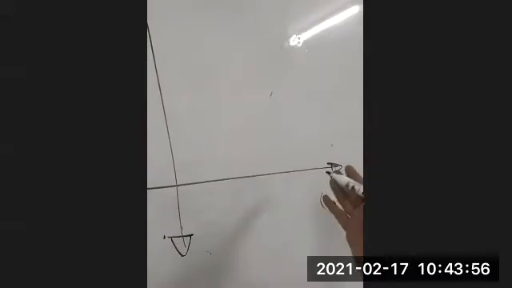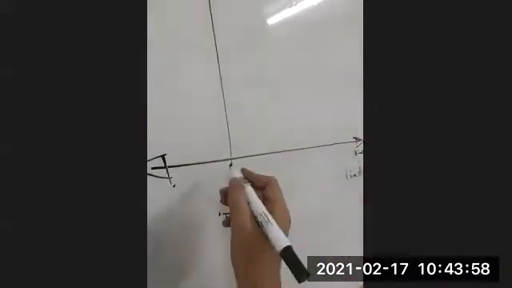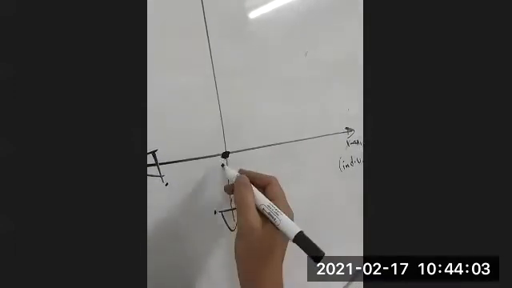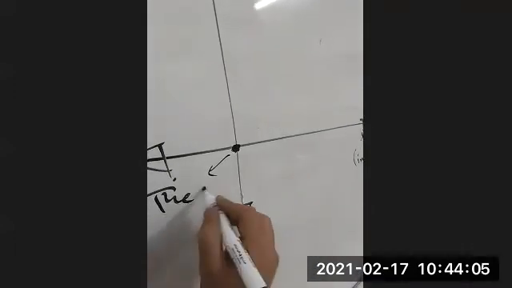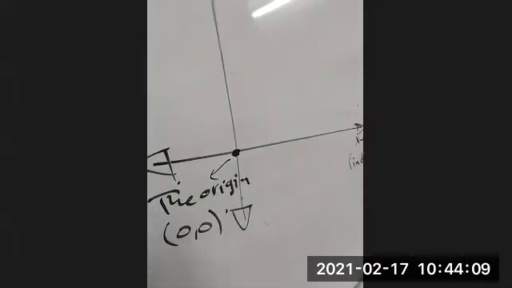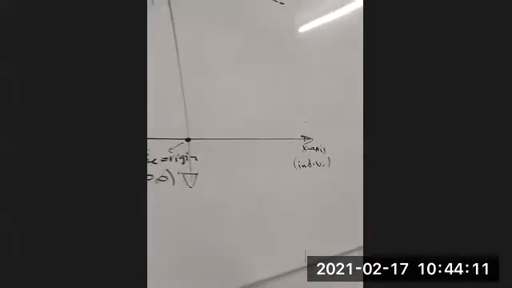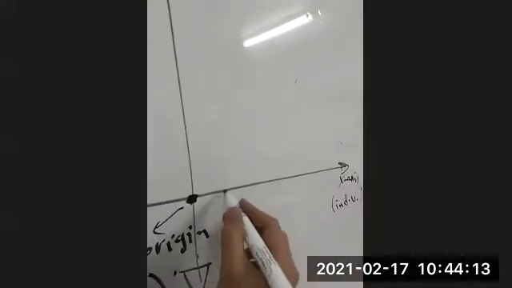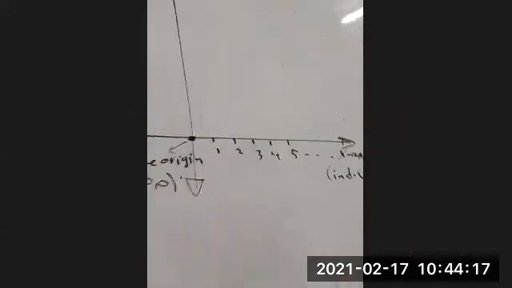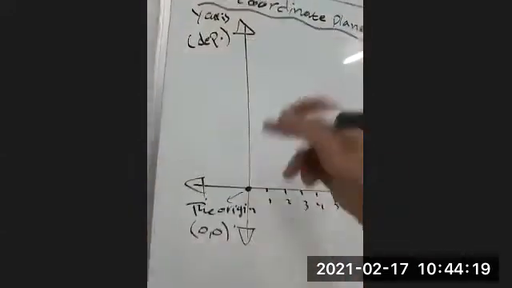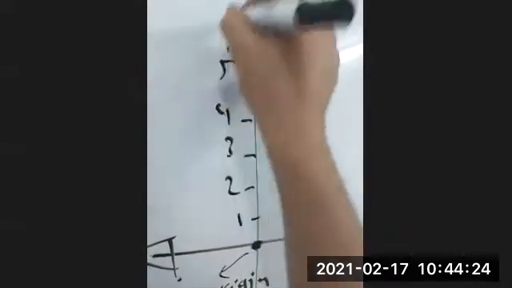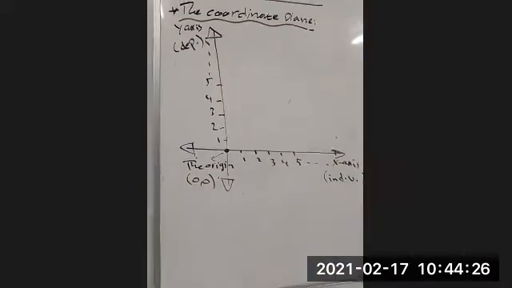Now here on the x-axis, we have the positive numbers. Here it started with 0. And this point here, we call it the origin. And the origin is always 0x and 0y. Now here we have numbers like 1, 2, 3, 4, 5, as much as you want. Here also we have numbers like 1, 2, 3, 4, 5, as much as I want.